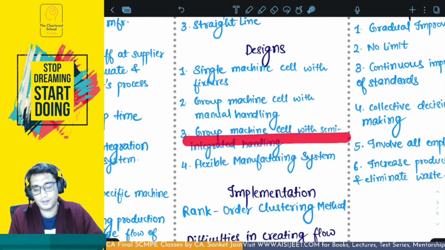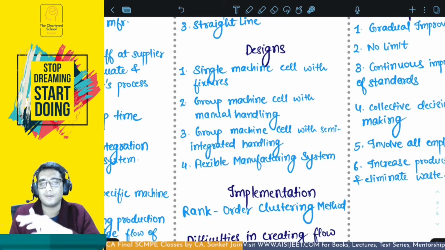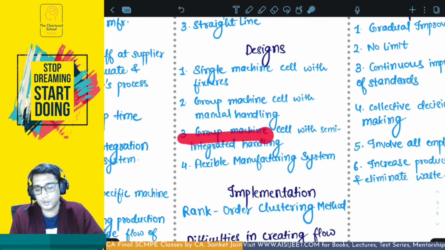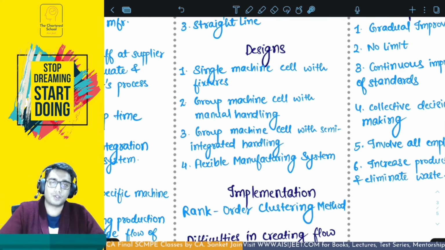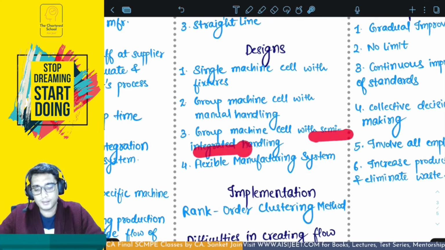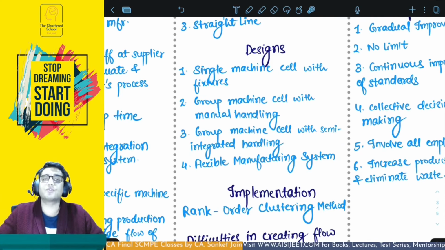Third is group machine cell with semi-integrated handling. So a little bit of work is done by the people, which is done manually, and certain work is done by the machines. There are of course more than one machine here because of the group machine cell structure. Semi-integrated handling means it will have a conveyor belt which takes the products from one machine to another machine, but then manual handling also is required.